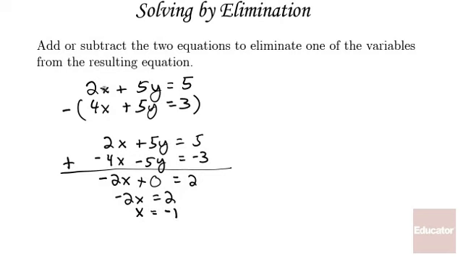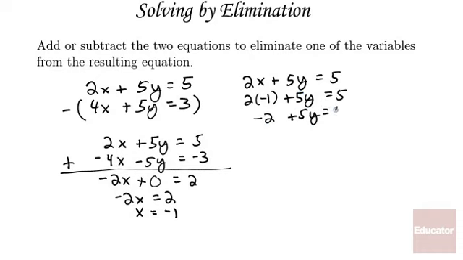Once I have one variable, I can go to either original equation and then substitute in order to solve for the other variable. So I know that x equals negative 1, so I'm going to substitute that up here. Add 2 to both sides. That's going to give me 5y equals 7. And divide both sides by 5 to get y equals 7/5. So solving by elimination, I was able to come up with the solution that x equals negative 1 and y equals 7/5 will satisfy both of these equations.